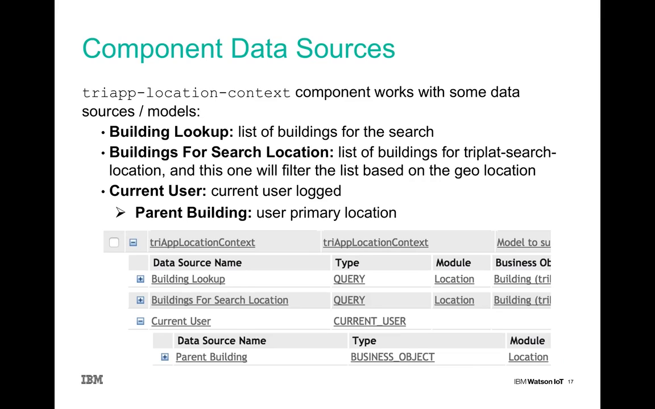The triapp-location-context component works with some data sources. The first one, building lookup, will provide us a list of buildings for the search. The buildings for search location will provide the buildings for the triapp-search-location component, and this one will filter the list based on the user geolocation. The current user is the user currently logged in, and the parent building is the user primary location.